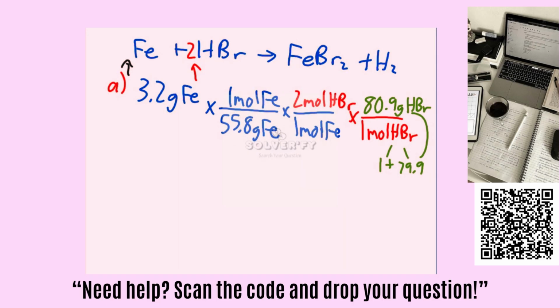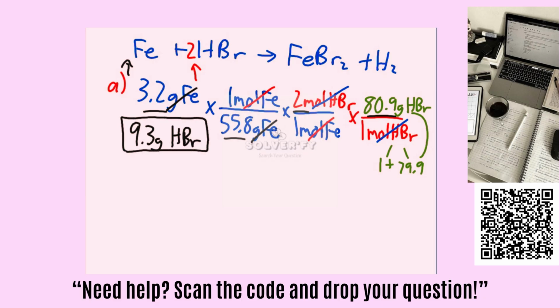If I did this correctly, all of my units should cancel, except for what I desired, which was grams of HBr, which is correct. Once this is all calculated out, we would multiply 3.2 grams by 2 by 80.9, and then divide by 55.8, and we would end up with 9.3 grams, because our answer can only have 2 significant figures since we were only given 2 in the first place.